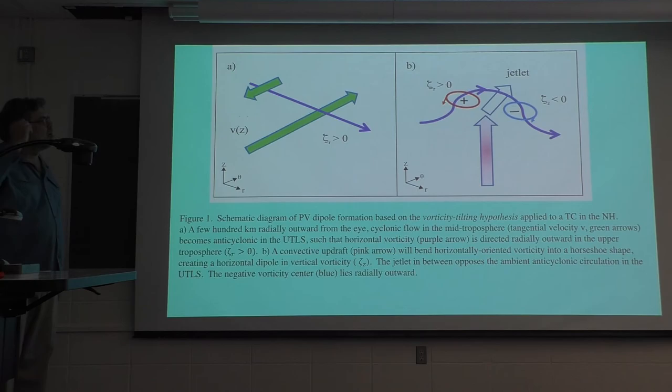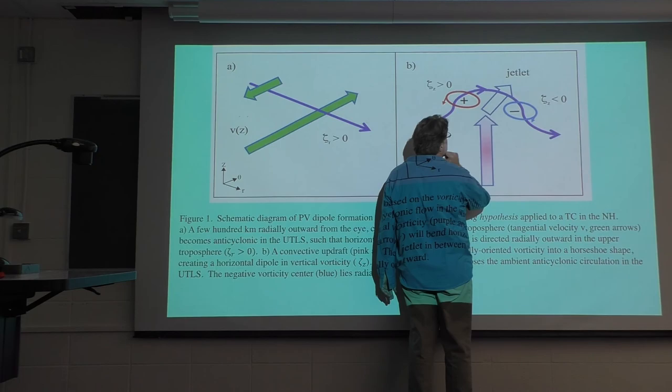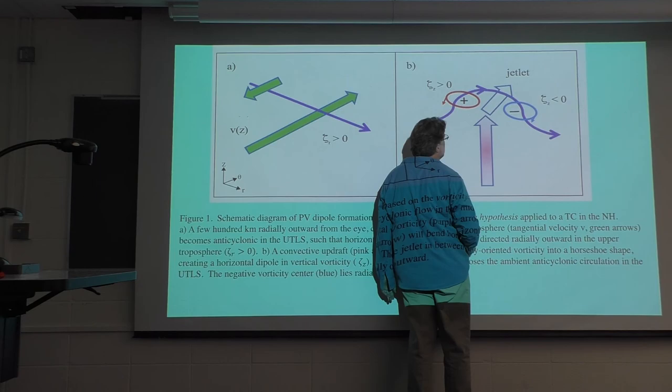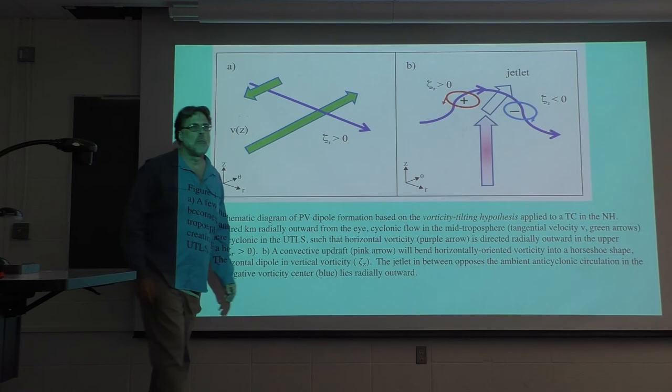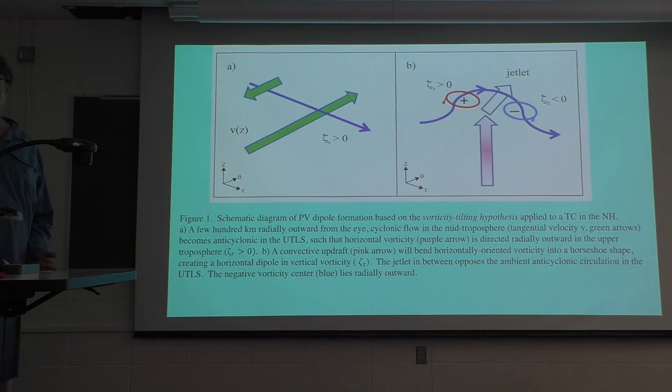Well, what happens if an updraft pushes into one of these vortex tubes that are oriented radially outward? It'll point this one vertically, so you'll have positive on the left, and this one will be pointed down, so you'll have negative on the right. And because you have a pair of counter-rotating vortices, you have to have a jetlet in between. So this is the point of view of starting with vorticity and then arguing that you have to have a jetlet. The second point of view says you create a jetlet, therefore you will have these counter-rotating vortices.